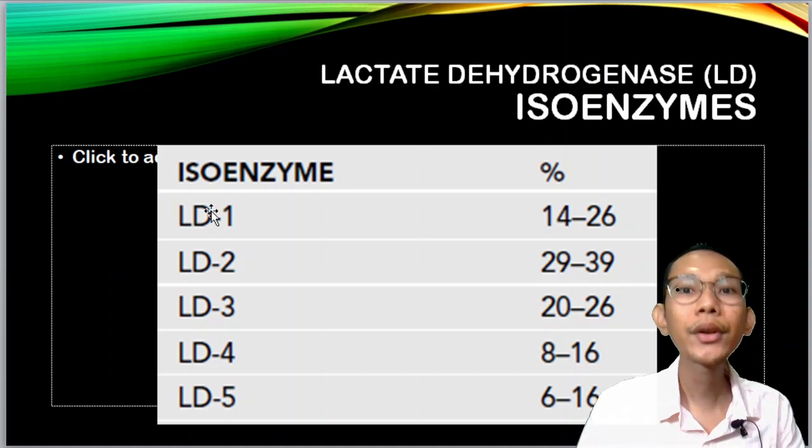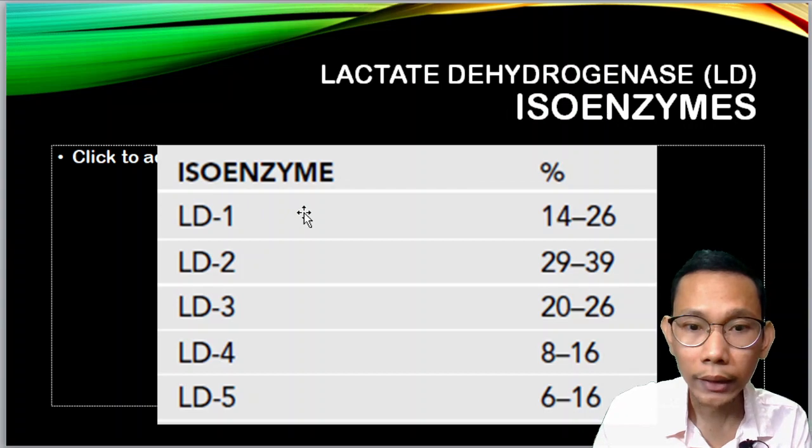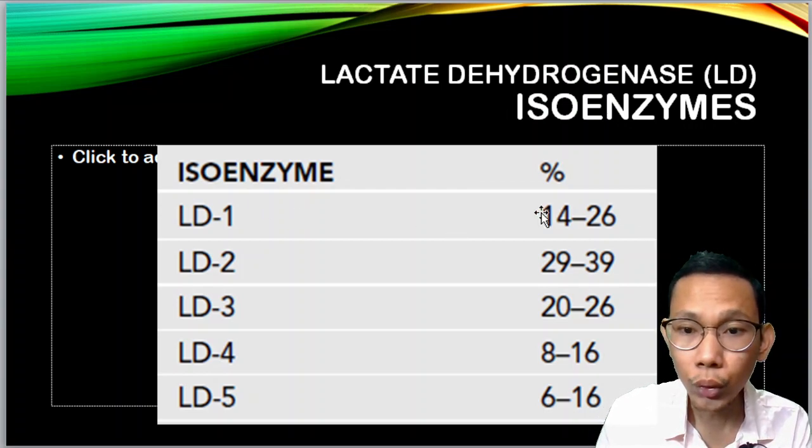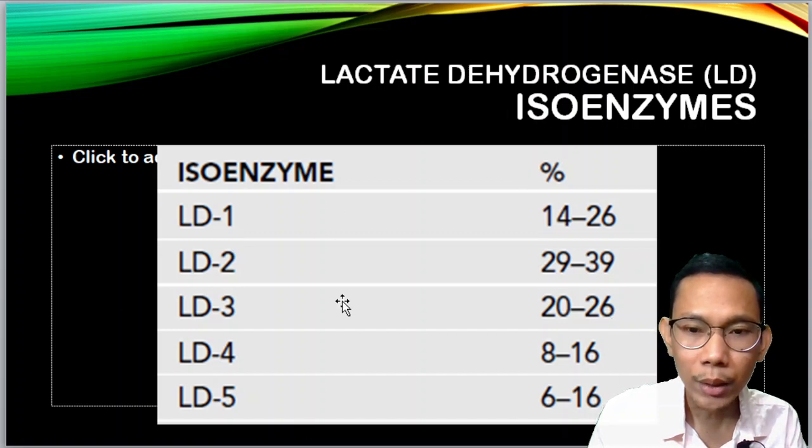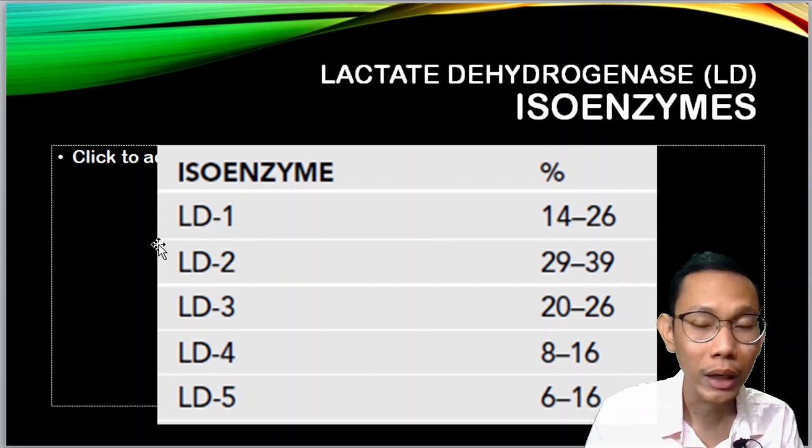As what you can see, the different isoenzymes, your LD1 is around 14 to 26%. Your LD2 is around 29 to 39%. LD3, 4, and 5. So based on this diagram, we can say that your LD2 is the major isoenzyme. Kaya in a normal healthy individual, LD2 is more prominent than the rest of the isoenzymes. Ang pinakamaliit is your LD5. Pag you have a myocardial infarction, there will be a flip pattern wherein your LD1 becomes higher than your LD2. Remember that.